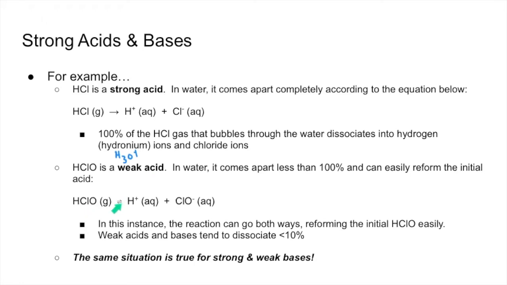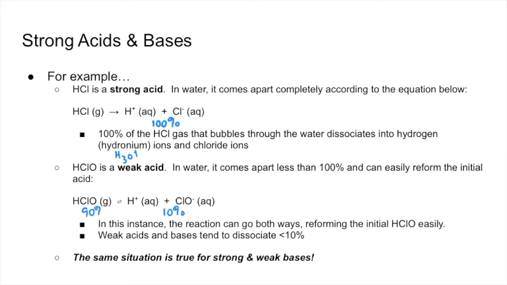And for that reason, you'll see a double arrow here, meaning that this can go in the forward direction or the reverse direction. As I was just saying, the reaction can go both ways, reforming the initial HClO easily. And weak acids and bases tend to dissociate less than 10%. So up here, 100% of it turns into the products. Here, only about 10% of this comes apart. So something less than 10%, 10% is kind of the maximum.